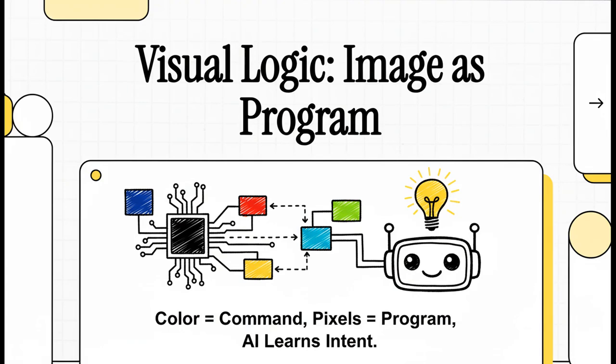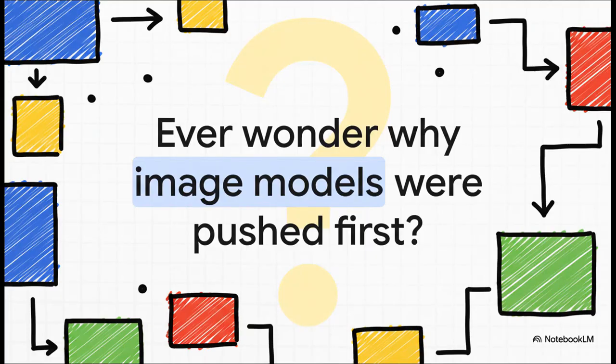Welcome to The Explainer. Today, we're diving into a pretty wild idea, something straight from the cutting edge of AI research. What if a simple picture wasn't just a picture? What if it could secretly be an executable program? All right, let's get right into it.